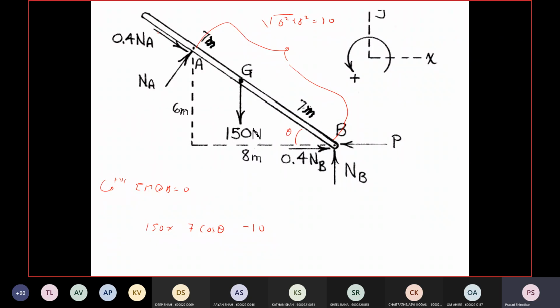So now NA is passing through point B. So the moment of this point for NA will be 0. Only the normal component will have the moment, and that is in the clockwise direction, and we have taken anti-clockwise positive. So minus NA into 10 is equal to 0. Alright, so find out NA.